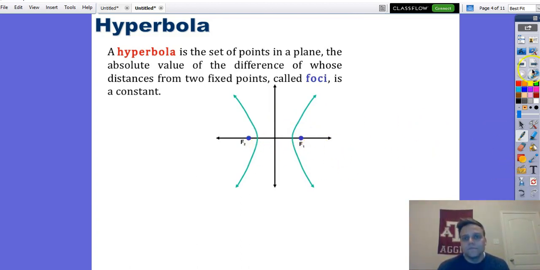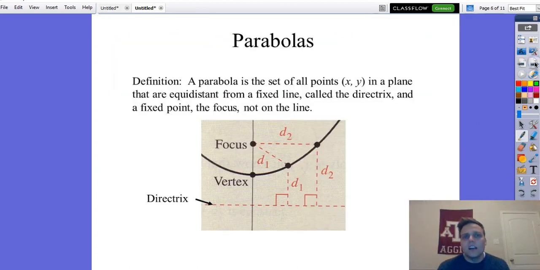All right? The next conic we're going to talk about is a parabola. You already know a parabola, but you still need to know this definition. A parabola is a set of all points x, y in a plane that are equidistant, that means they're the same distance, from a fixed line called the directrix and a fixed point called the focus, not on the line.